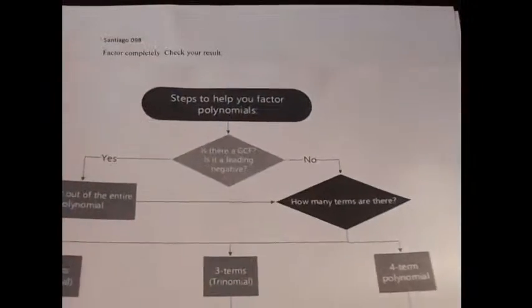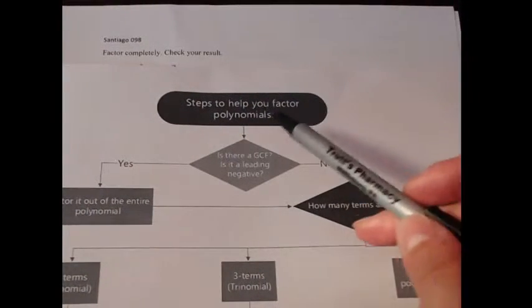Factor completely, check your result. So we have 16y squared minus 4y minus 2. Let's go to our handy dandy flow chart. You remember that Blue's Clues? So, steps to help you factor polynomials.